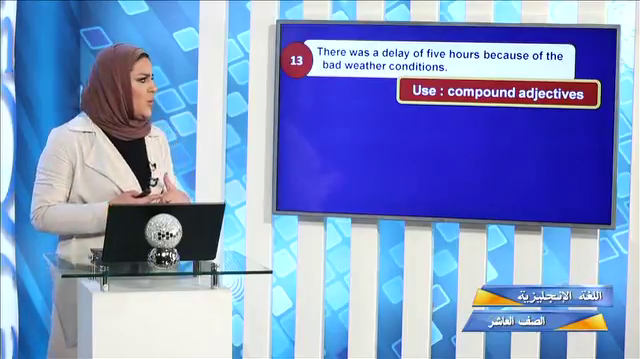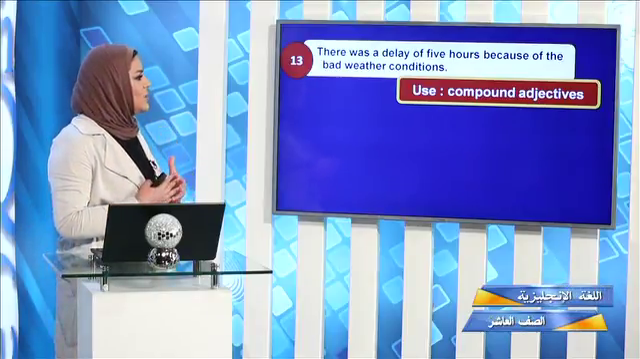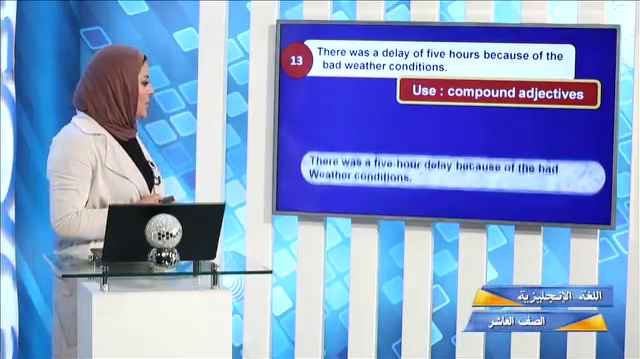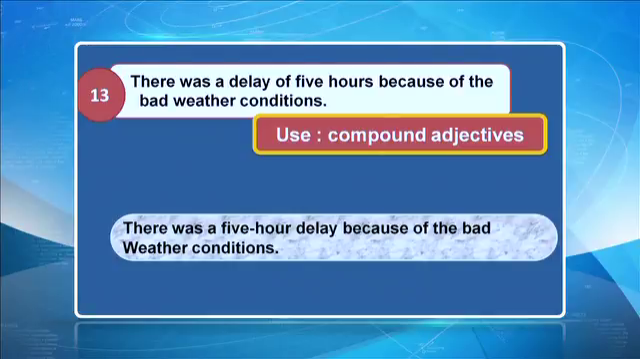So what are we going to do here? Well, we have a delay of 5 hours. Of course, what you are going to do is say or write there was a 5-hour delay. So as you can see, here we used 5-hour delay, not hours. If you write hours, it's going to be wrong. So you have to delete the S and write a 5-hour delay. And this is what is known as compound adjectives. Good.